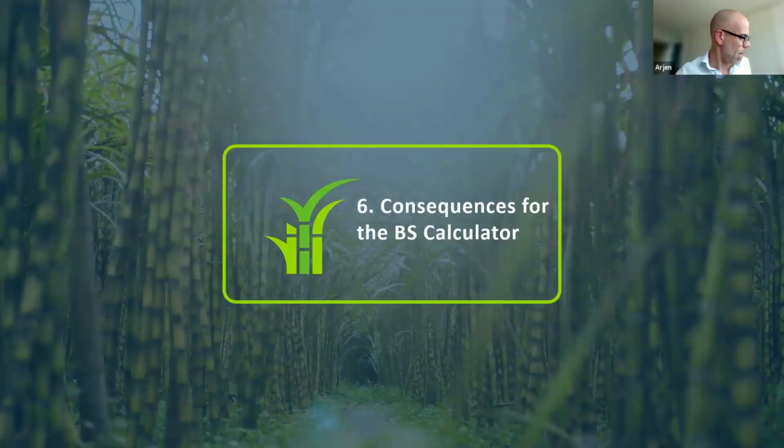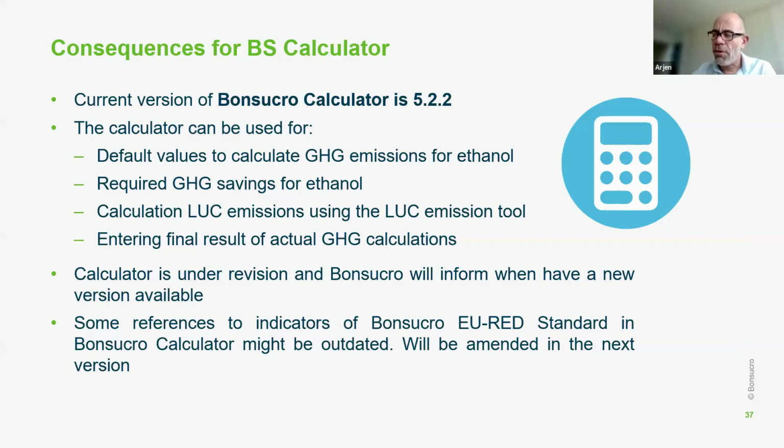Then, coming to the consequences for the Bonsucro calculator. Well, the changes in the new version of the Bonsucro EU-RED standard do not have direct consequences for the Bonsucro calculator, let's say not for the use of the Bonsucro calculator. The current version of the Bonsucro calculator, version 5.2.2, can still be used and remain to be used for the different purposes mentioned here. So for the default values, for required greenhouse gas savings, the land use change emission, and also for entering final results of actual greenhouse gas calculations. I have to say the calculator is currently under revision.